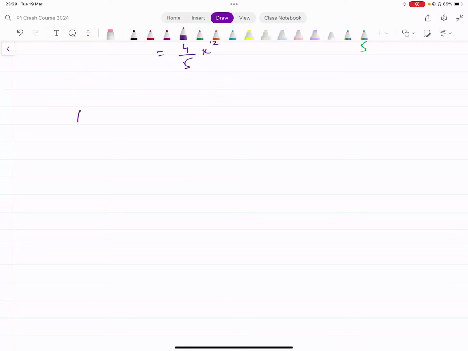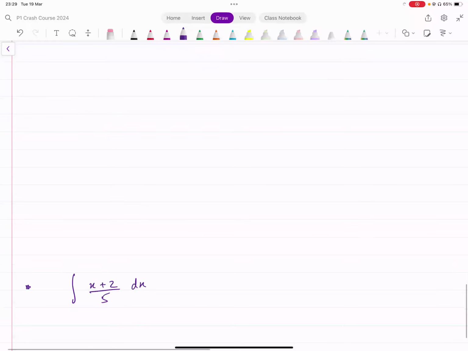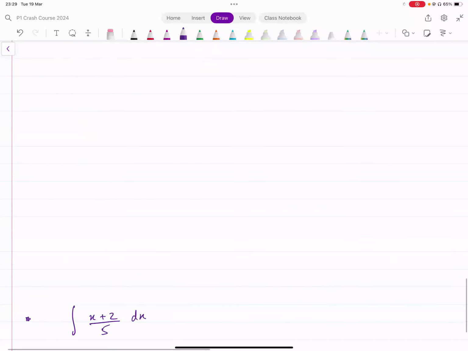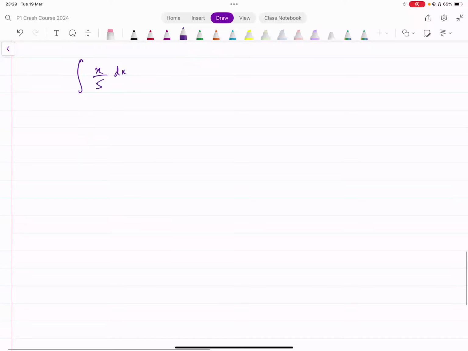Let's do this instead. Let's say you have just x over 5. You want to integrate this. How do you integrate this? X over 5? Yeah, so Naima, that makes sense. Yeah, that will be correct. But we'll come to that in a moment. Let's say you just have x over 5. How do you integrate it?